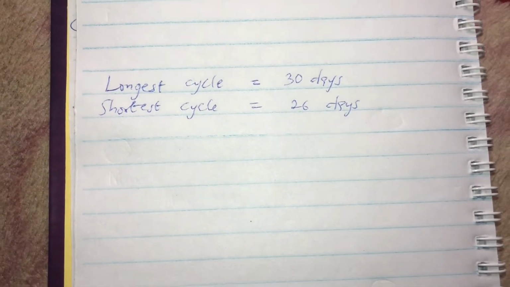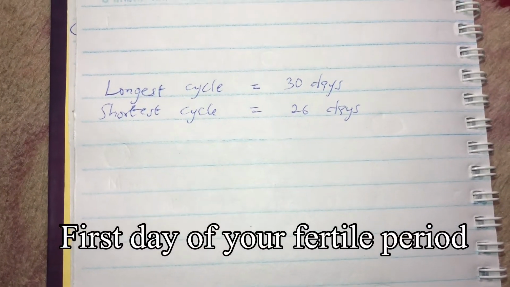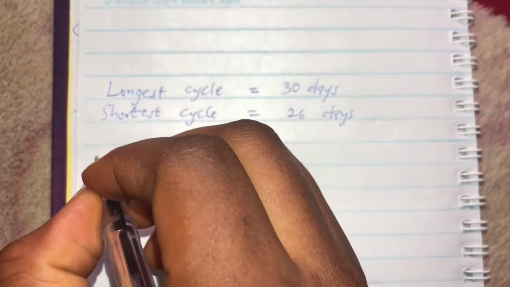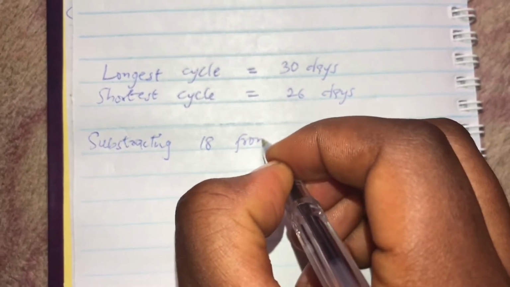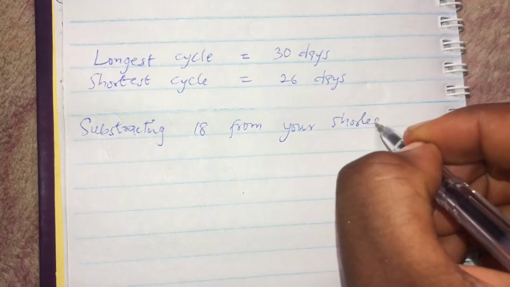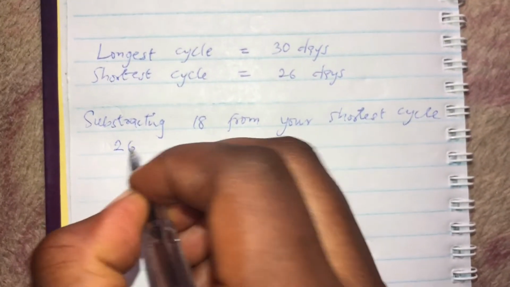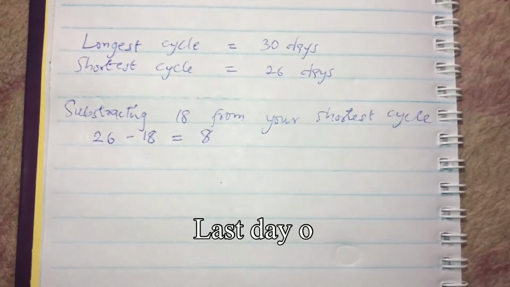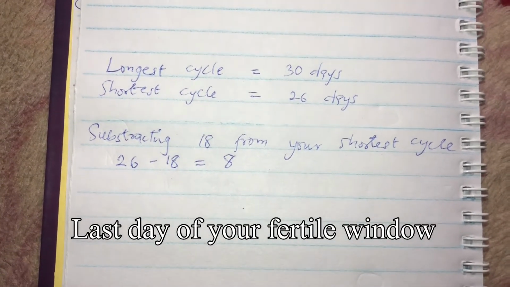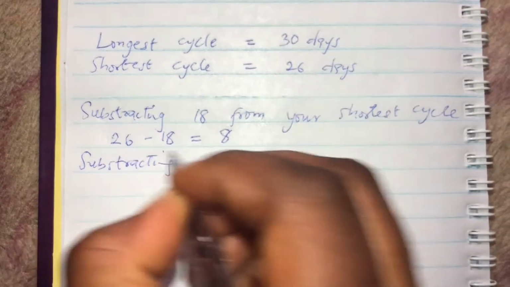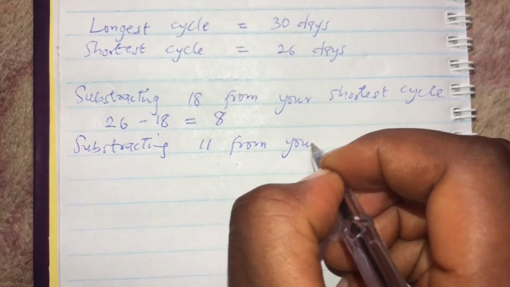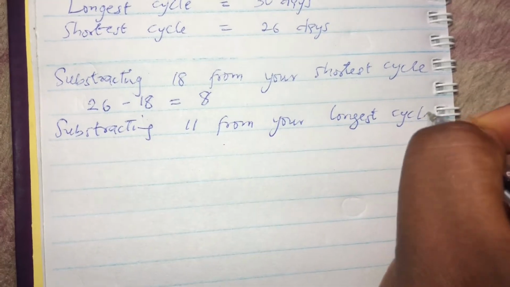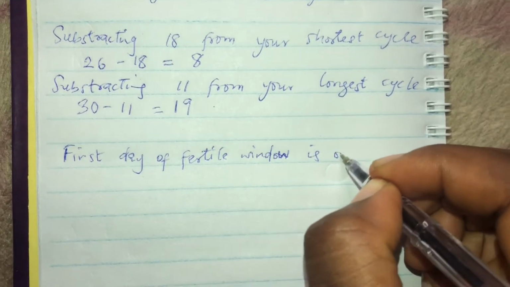The next thing we have to determine is the first day of your fertile period. How do we get that? By subtracting 18 from your shortest cycle. Means 26 minus 18 will give you 8. Then the next thing we have to determine is the last day of your fertile window. So how do we determine that? By subtracting 11 from your longest cycle. Your longest cycle, assuming, is 30 days minus 11, which will be equal to 19.